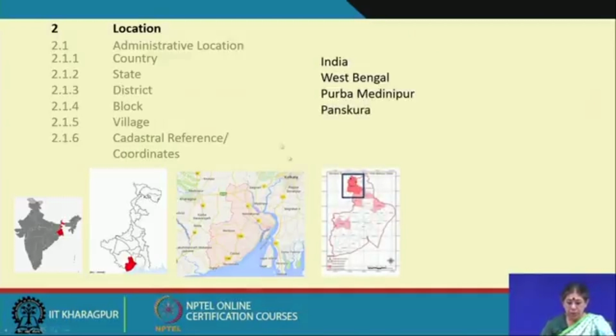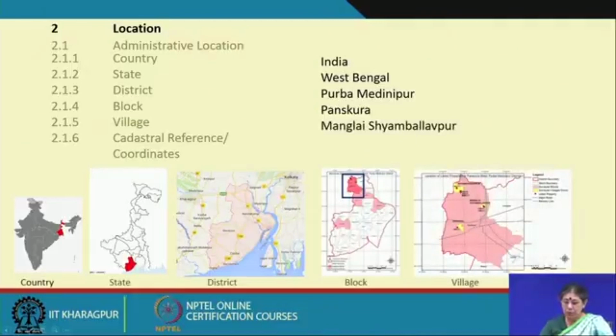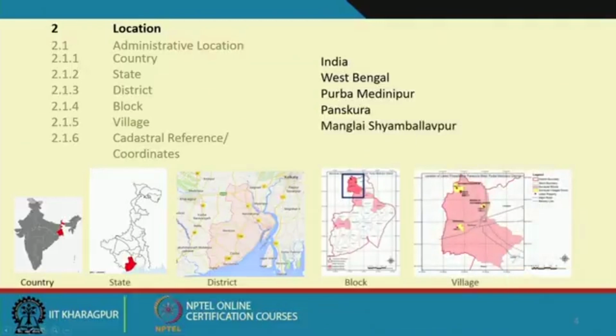So, the block boundary is shown, and then the East Midnapur district where the block is located is shown, and then the village Manglai Shamvallabhpur. Within that, this Manglai Shamvallabhpur is located here, actually on a GIS map we did that. So, the actual location is shown there. So, country, state, district, block and village, all the locations should be done very sequentially, systematically.